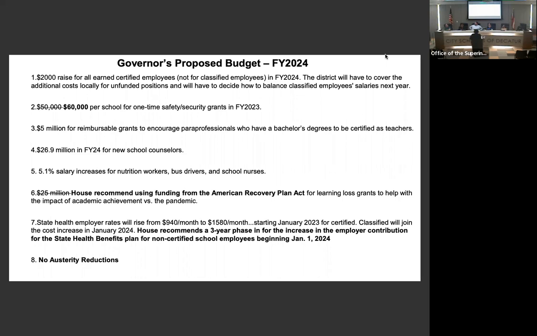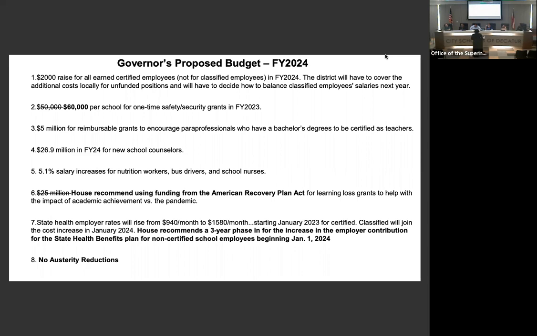$2,000 raises for all earned certified employees paid on the teacher's salary scale. The district will need to fund unearned positions and must decide how to balance classified employee salaries for next year. A $2,000 salary increase for teachers and assistant teachers with the Department of Early Care and Learning is also being proposed. $60,000 per school for one-time safety grants. The governor initially proposed $50,000, and the House increased the amount by $10,000. $5 million in grants as incentives for paraprofessionals with a bachelor's degree to obtain their teacher's certification.